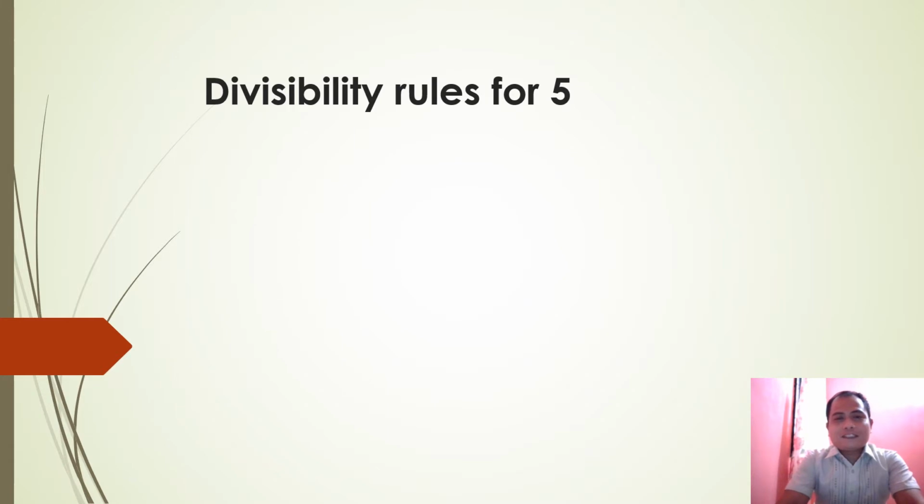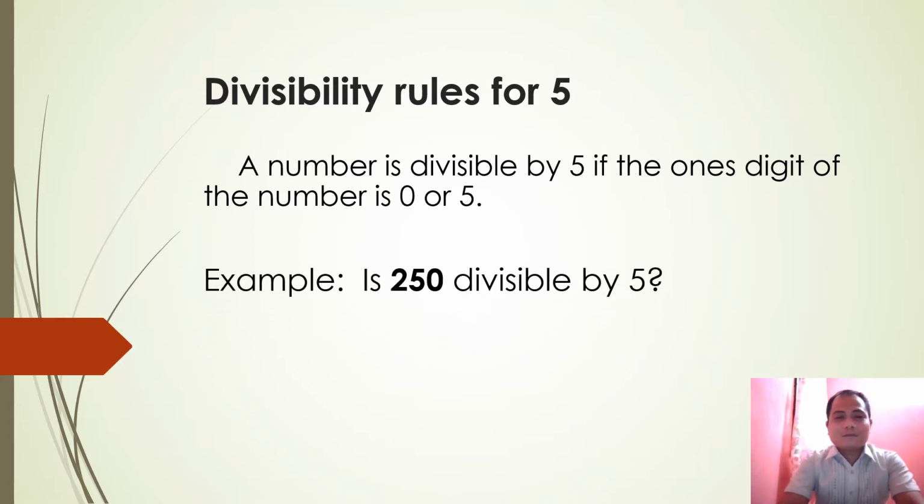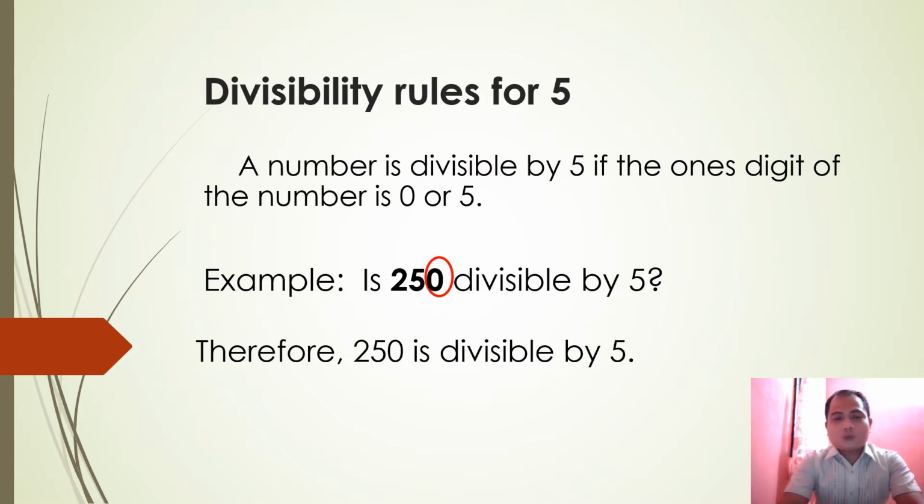Alright? Okay, let's have the divisibility rule for 5. A number is divisible by 5 if the ones digit of the number is 0 or 5. So we're just looking at the last number again. Whether it is 0 or 5, that is divisible by 5. Let's try an example. Is 250 divisible by 5? It ends with 0. Therefore, 250 is divisible by 5.